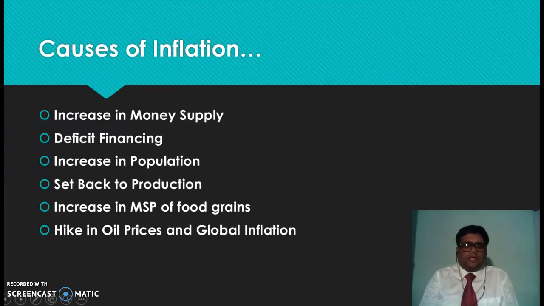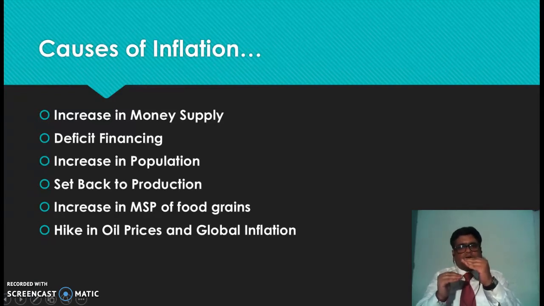Increase in population. You know that India is the second largest populous country in the world, and soon we are going to overtake China as well. So due to the increase in population, the domestic demand for goods and services increases. But in comparison to demand, the supply is not increasing. So there is a gap between high demand and supply. Economics 101: whenever there is a gap of demand and supply, with less supply and more demand, inflation will exist.